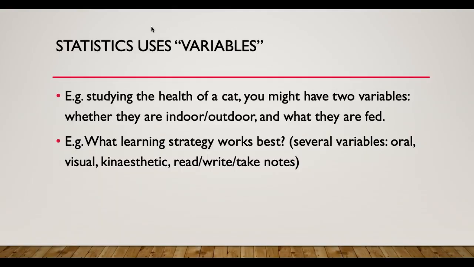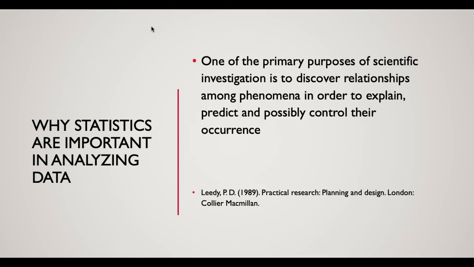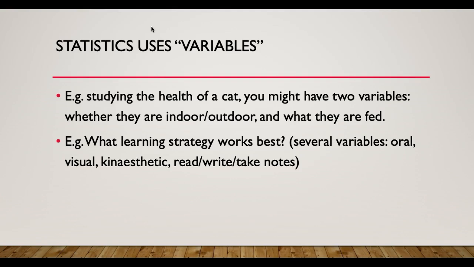So statistics uses variables. For example, if you were doing a study on the health of a cat, you might have two variables. One might be whether they are indoor or outdoor cats, and another might be what they're fed. So the power of the data comes from doing a comparison of that data or finding a relationship. If I go back to the previous slide, we're looking at a relationship between phenomena. So there might be a relationship between whether a cat is indoors and the fact that they have a high fat, high calorie food, and that then they might be more obese.